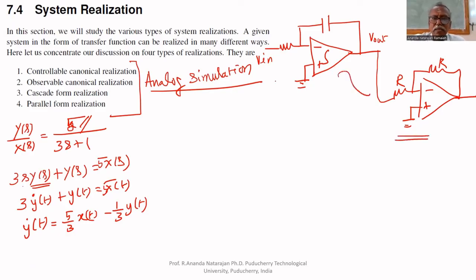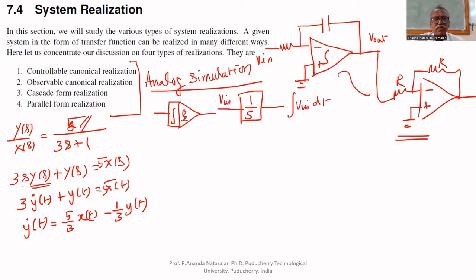So this can be written symbolically this way. Or you can put an integrator sign here. This is an integrator. This is also equivalent to 1 by S. If you give V in here, the output is the integral of V in dt.